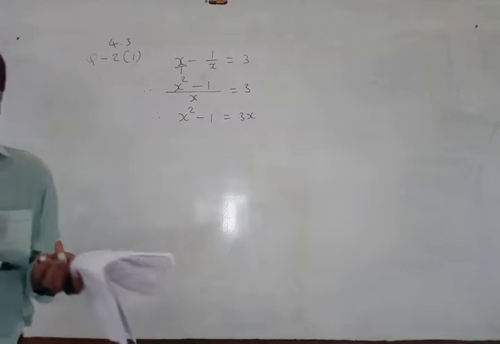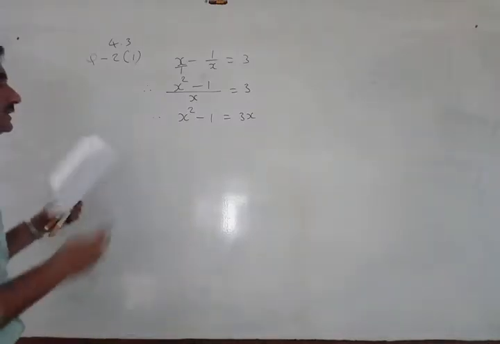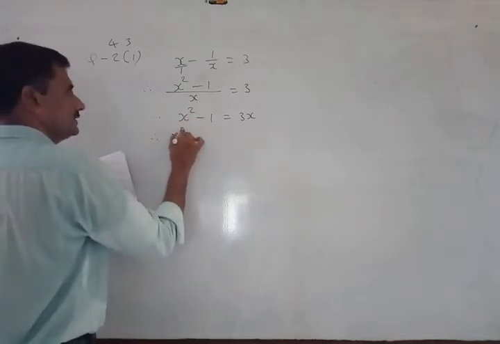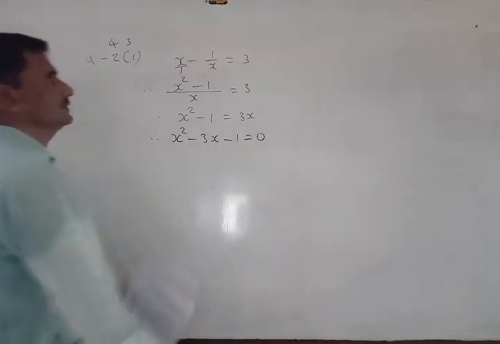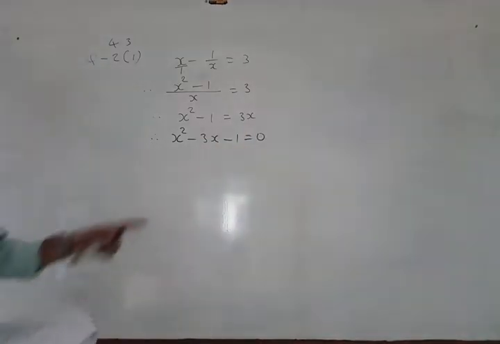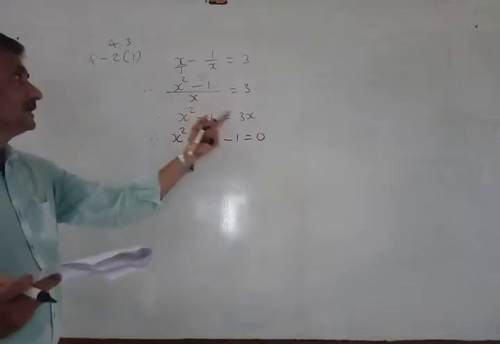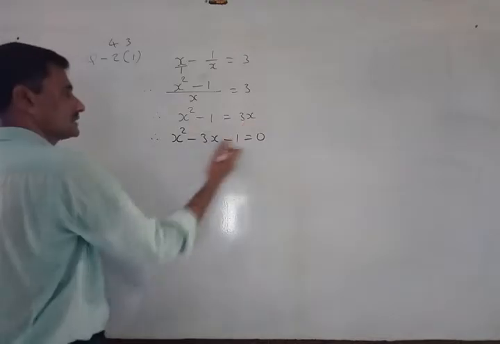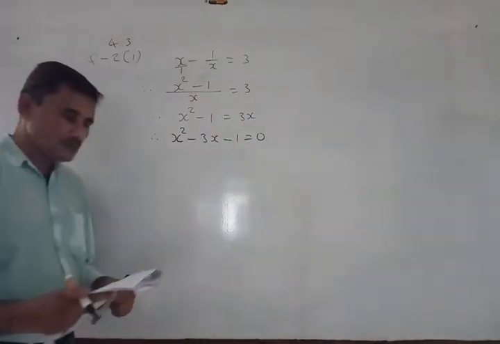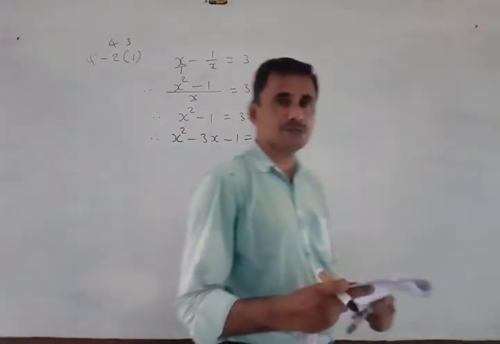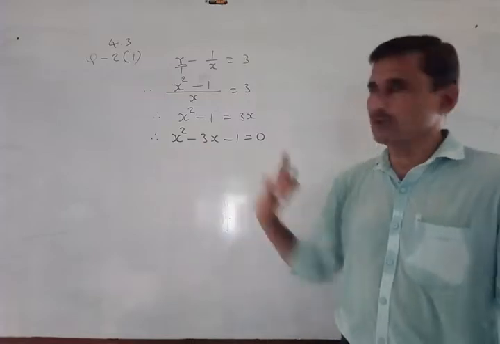Now the quadratic equation should be in standard form. So write down x square minus 3x minus 1 equal to 0. First of all, we take LCM, then that 3x is shifted. Now, here find the roots of the following equation, but they have not specified by which method. So by any method you may solve it.